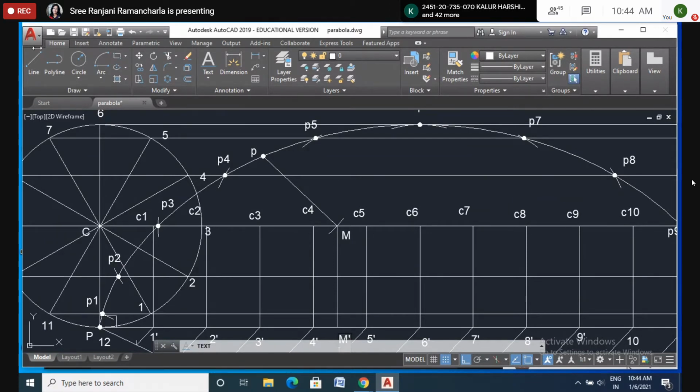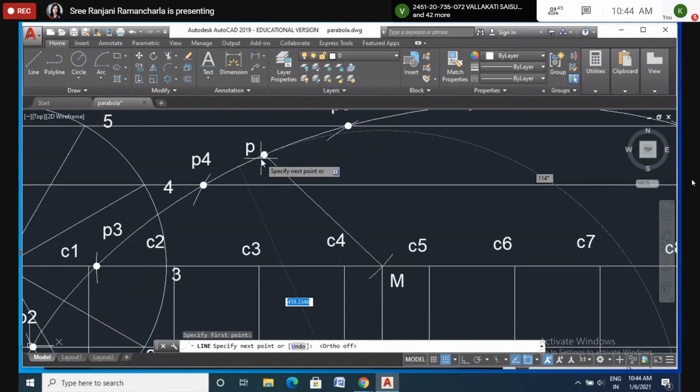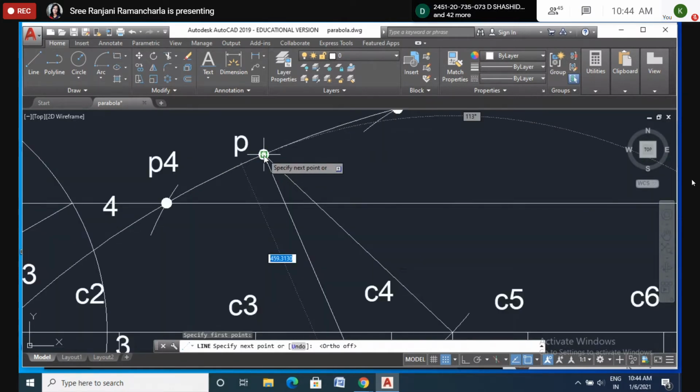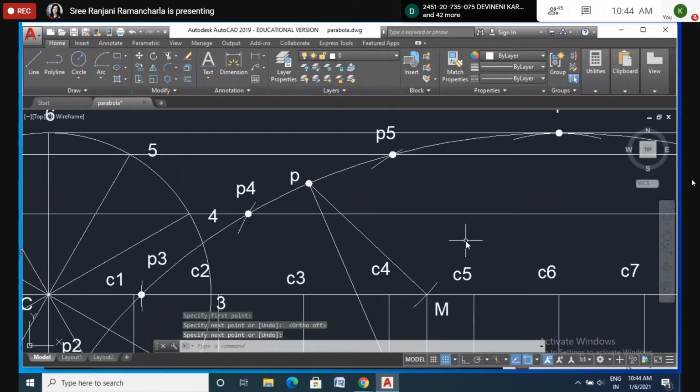Okay. Now I will draw the line from point M dash to P. So now what is this point now? What is this point?